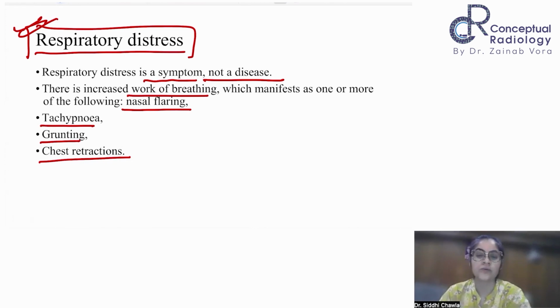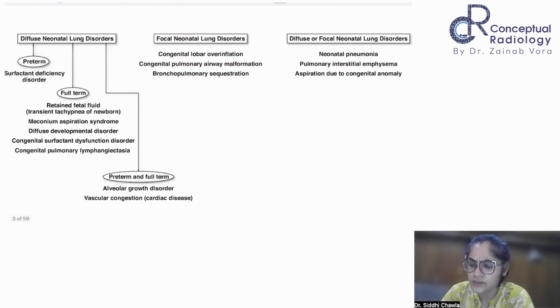So these are the clinical symptoms by which the clinician diagnoses that this child is having some difficulty in breathing, and now we want to diagnose what is the cause of this respiratory distress, and that is where the role of imaging comes in. So we have divided the respiratory disorders into diffuse neonatal lung disorders, then focal neonatal lung disorders, and some disorders that can be either focal or diffuse.